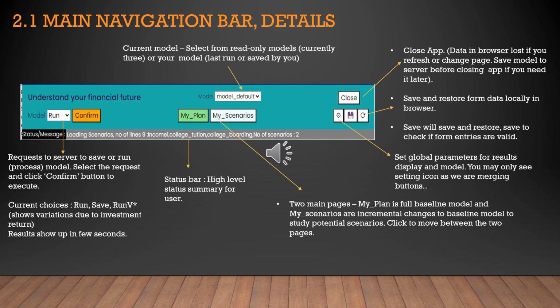On the left, you can select the request to server. Currently, there are 3, Run, Save, or Run V. Run V is explained later. Run will also save the model if autosave is enabled. The status bar below shows the status/messages in one line and may be helpful.